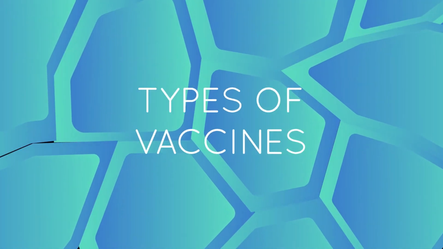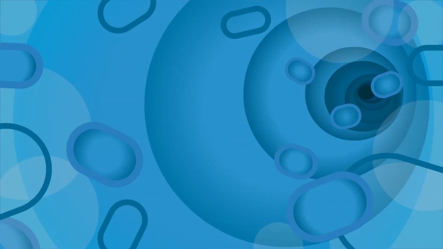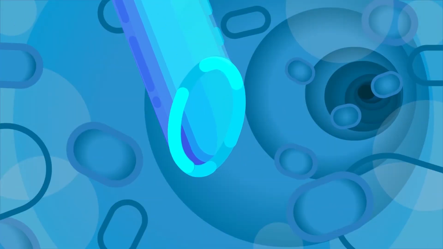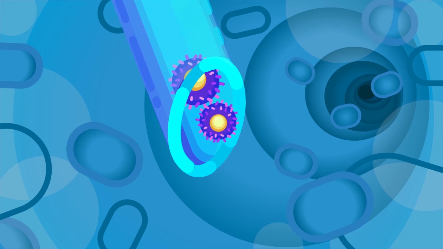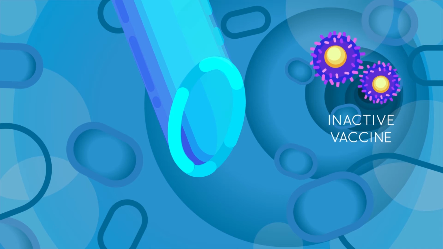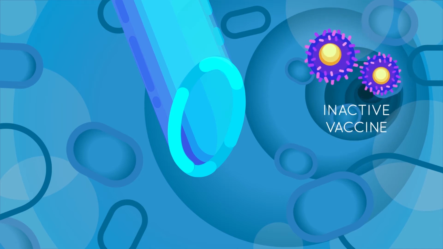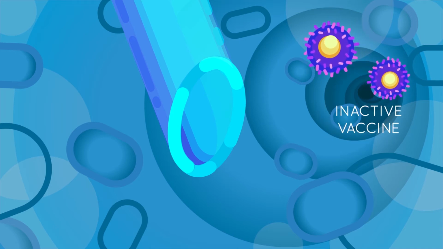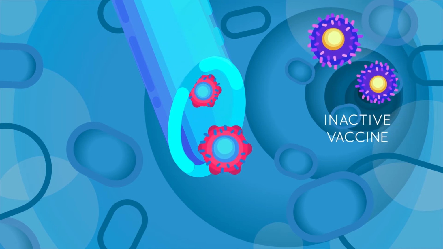Now let's look at the types of vaccines. So, what are the types of vaccines available in the market? First are inactivated vaccines. Inactivated vaccines use the killed version of the germ that causes the disease, though they usually don't provide immunity as strong as live vaccines.